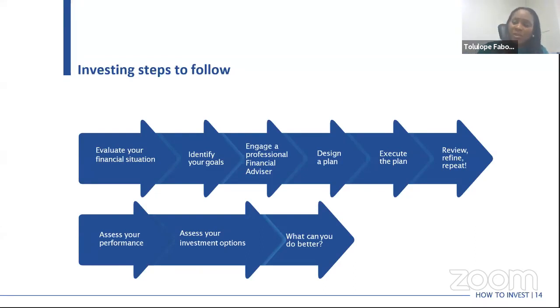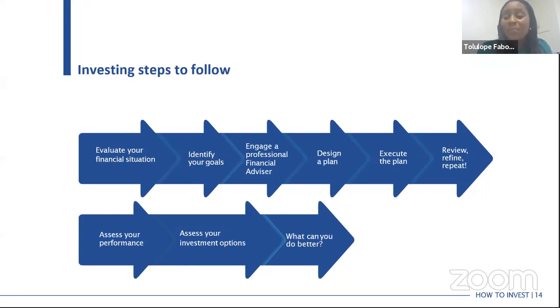Go back to the drawing board, speak with your financial advisor. Okay, let's see, what can I do? This is my target. How do I meet it? I'm still far behind. The financial advisor can say, maybe you need to look at your expenses. Let's cut it down, let's see what we can tweak here and there. Once you are able to review your portfolio and refine it, and you monitor it as you go, you will be on your way to meeting that goal that you have set for yourself.